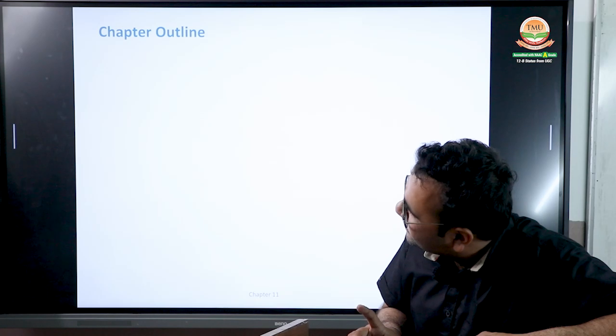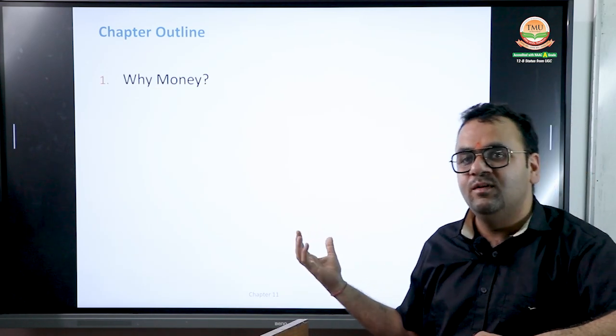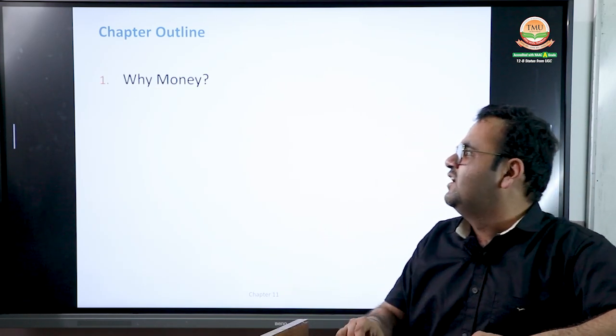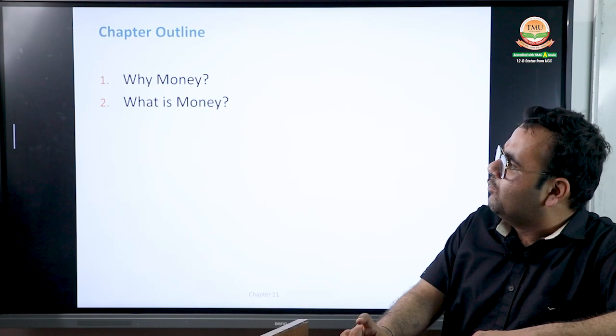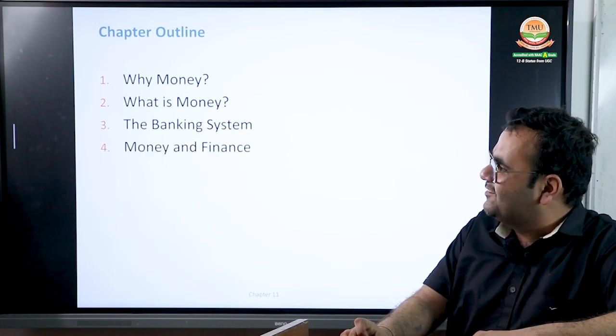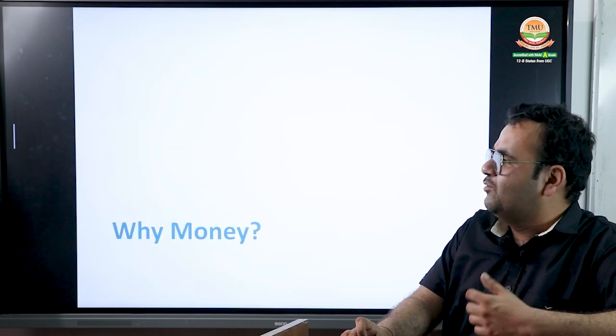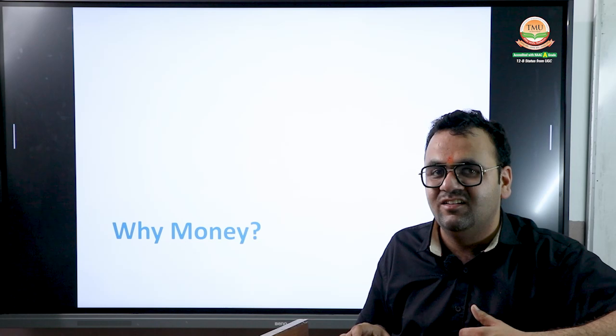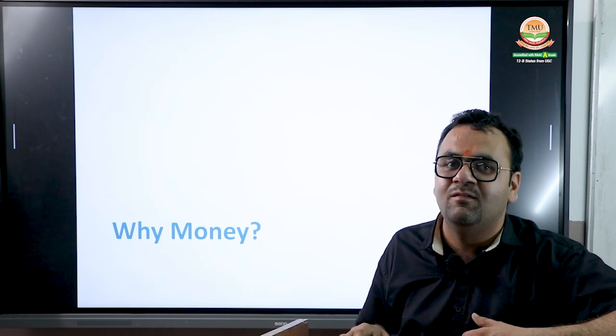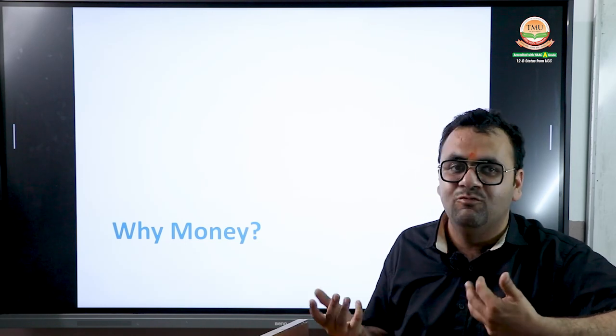Let us start. Chapter outline. Now, these are the main outlines of the chapter. Number one, why money? What is money? The banking system, money and finance. Why money? Now let us discuss why money is important in our life and what money is. Why is money there?